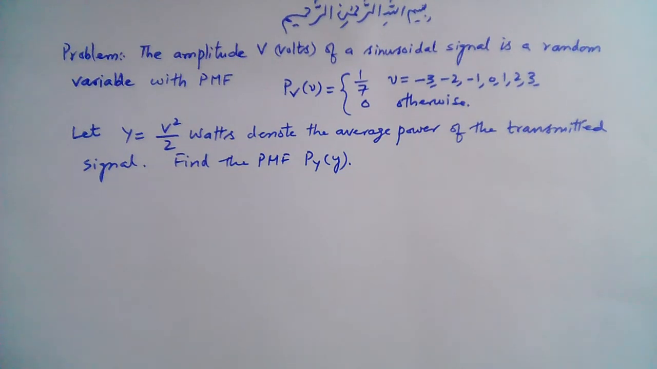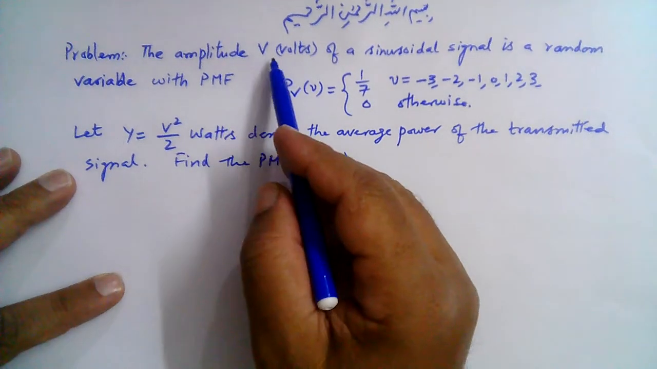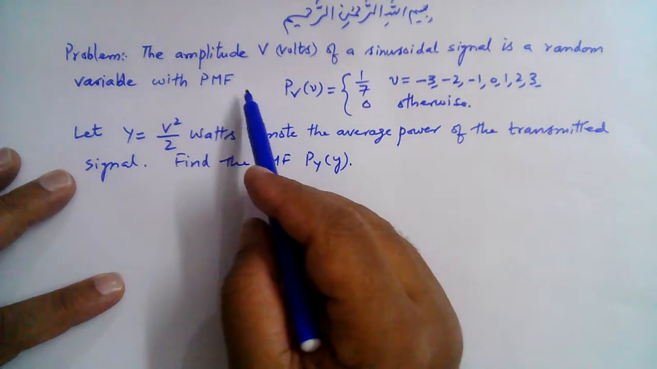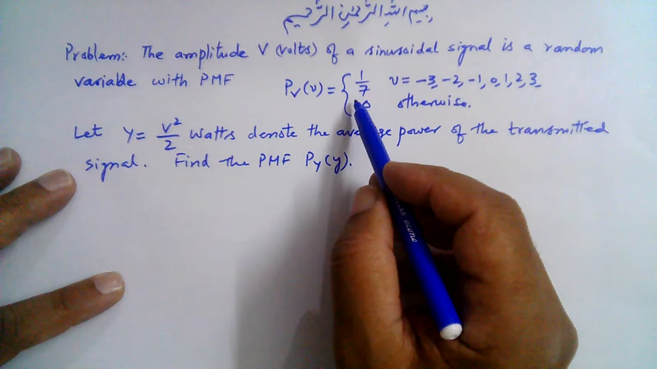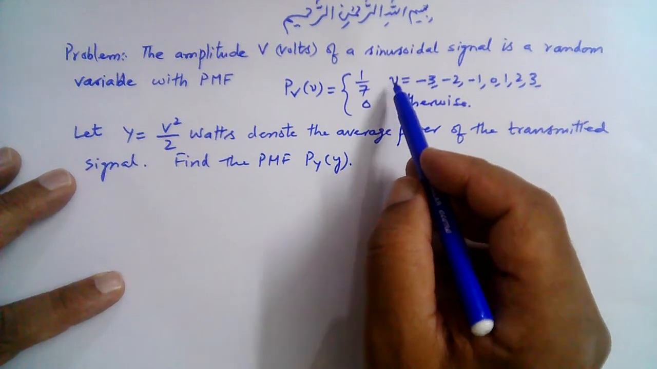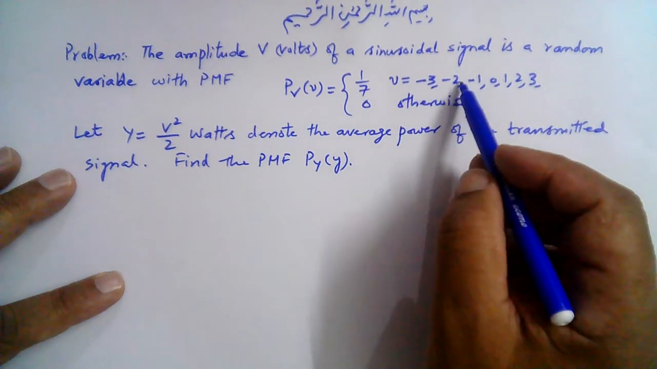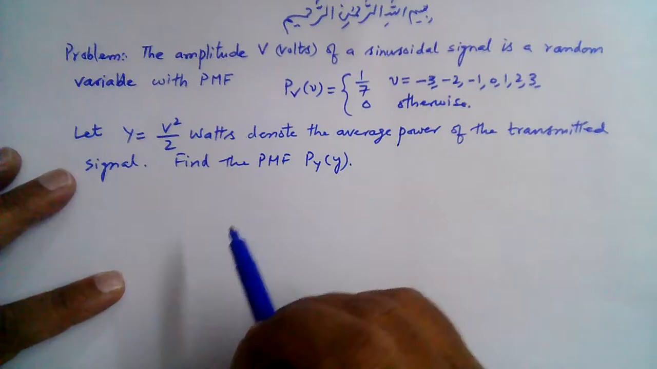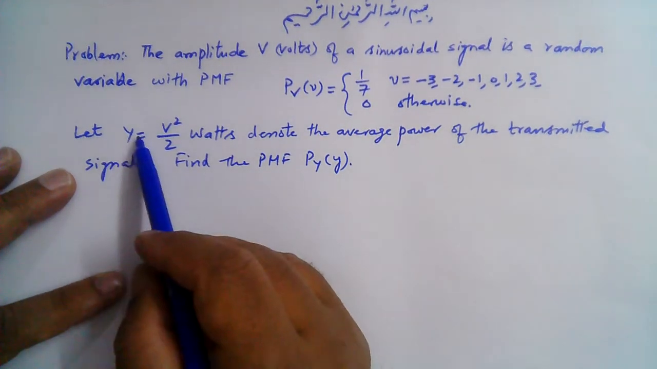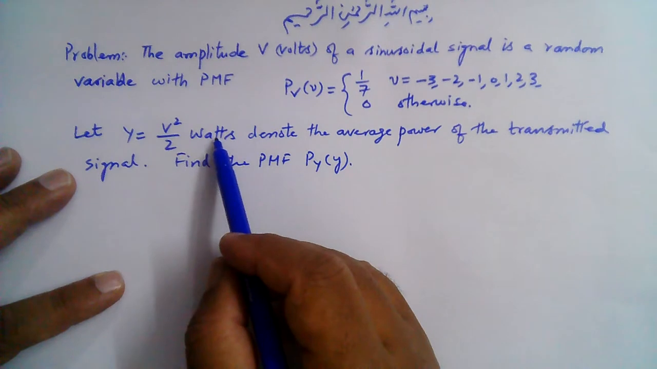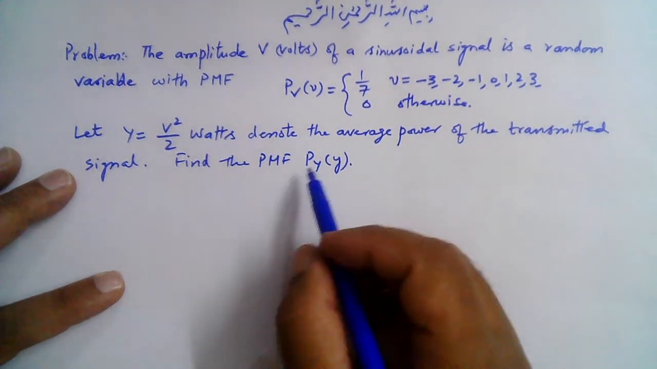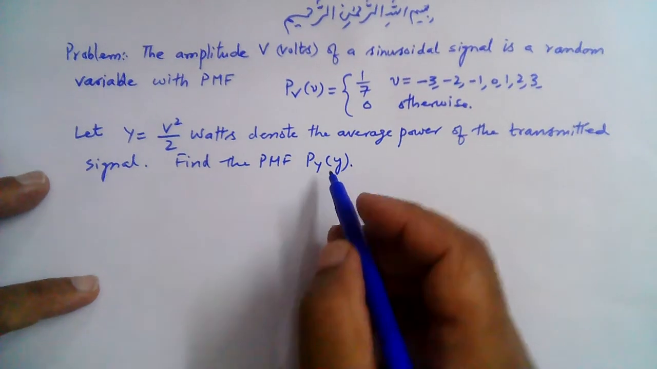Bismillahirrahmanirrahim. The amplitude V volts of a sinusoidal signal is a random variable with PMF P_V(v) equal to 1/7 when the amplitude V is equal to -3, -2, -1, 0, 1, 2 or 3, and this is 0 otherwise. Let Y equal V squared over 2 watts denote the average power of the transmitted signal. Find the PMF P_Y(y) of Y.